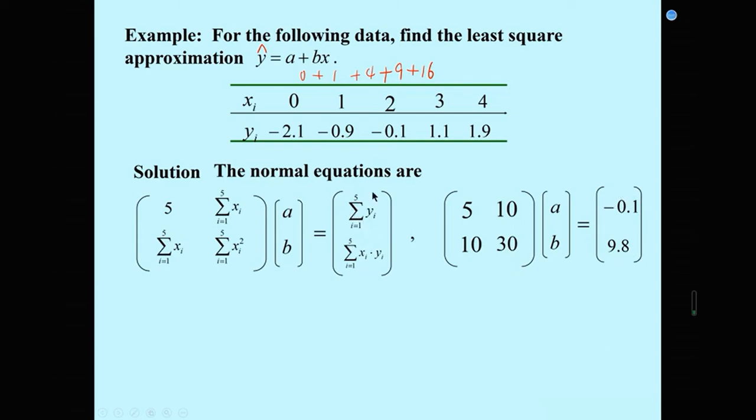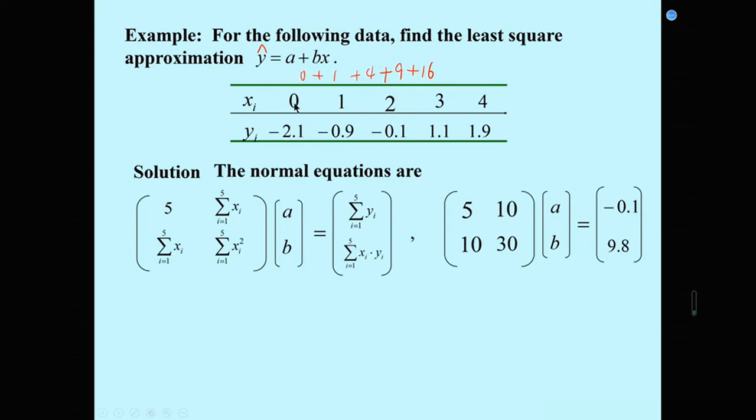the two elements of the right side. Okay, the first element is the summation of yi. So, here, minus 2.1, minus 0.9, minus 0.1, plus 1.1, plus 1.9. It's okay? So, it is easy to check that the summation of all yi is just minus 0.1. It's okay? You can check it.